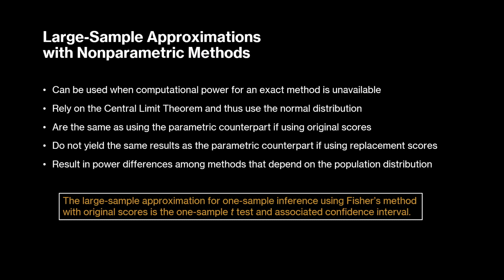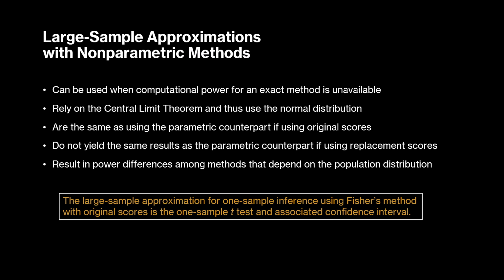Furthermore, there are going to be power differences among the various methods, both parametric and nonparametric, depending on the nature of the population distribution, even when you're using large sample approximations. So to summarize the main point that I'm trying to make here, the fact that you're going to use a large sample approximation does not mean it's now time to use parametric methods. The large sample approximation for a nonparametric method with some population distributions will still yield more powerful results, just as when you're using an exact method. The only difference here is that we're now using an approximation instead of an exact method, but all the other principles regarding how to obtain the most power still hold.